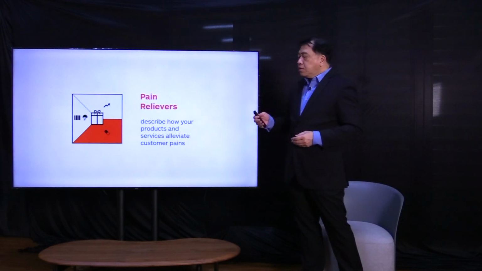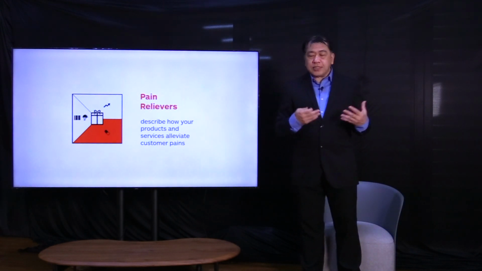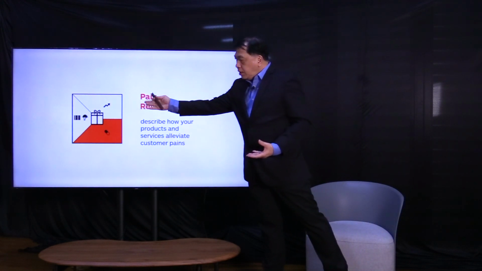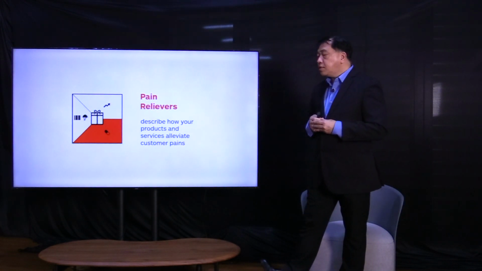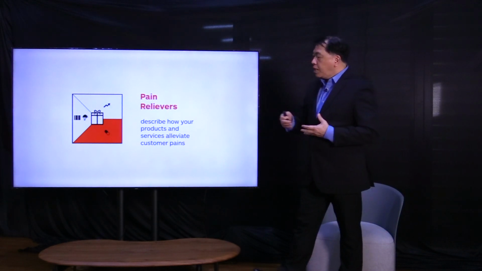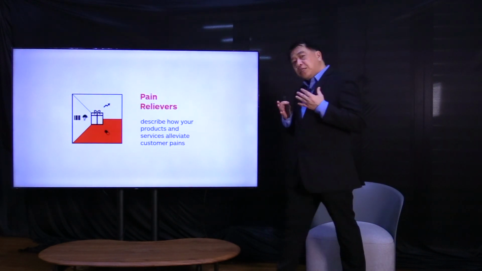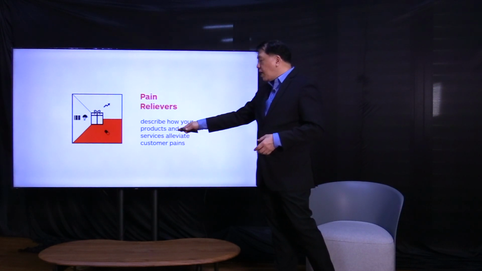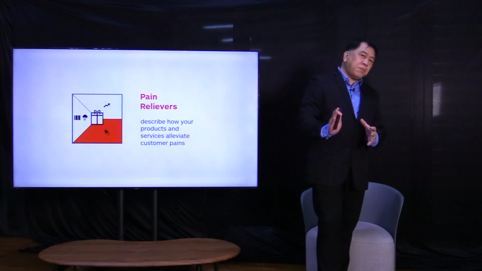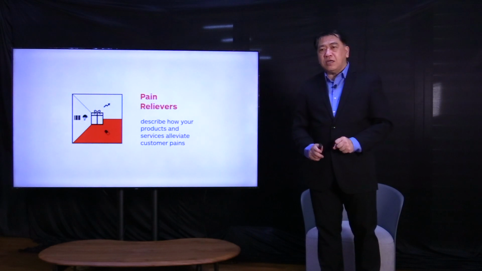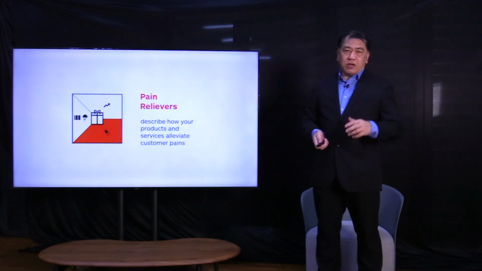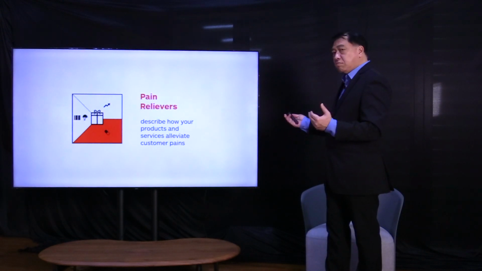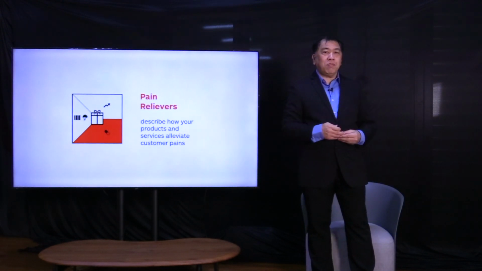Now, same as we just described on the jobs, the products and services or the radical ideas that we come out with can be categorized, and we can go further into details into pain relievers, which describe how products and services alleviate customer pain. So with the customer pain, we have pain relievers. If a customer has a headache, we have a painkiller. So pain relievers to pain. It's a one-to-one matching.